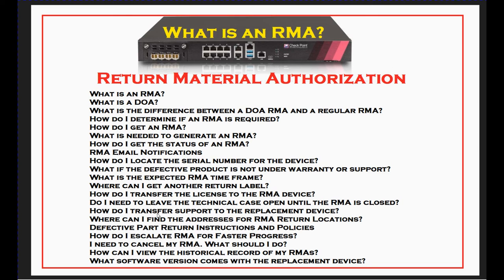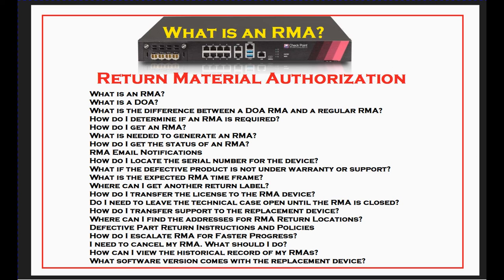So next is where can I find the address of the RMA return location. The location for defective return may be found in the global RMA location. Where can I find the address for my return location? Next is the defective part return instruction and policy. You need to follow the instruction and the RMA procedure at that time.